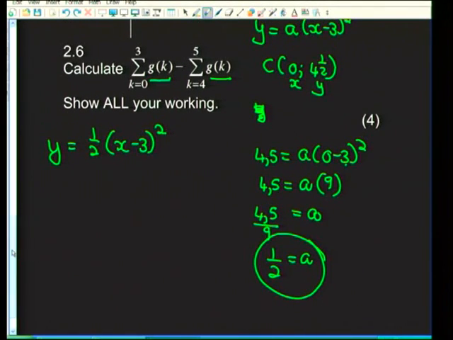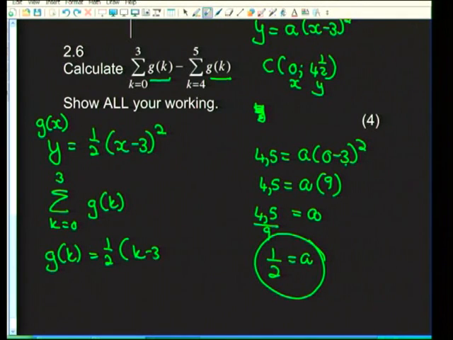Now what are they telling me? They're saying to me, sum from k equals 0 to 3 of g of k. Now what we have here is the g of x. So the g of k won't be a huge deal. G of k will be a half (k minus 3) all squared. Now what does this mean? That sign, as I said to you, means sum from this value to this value. So in other words, we're going to put in k equals 0, k equals 1, k equals 2, k equals 3, and that's where we're going to stop.